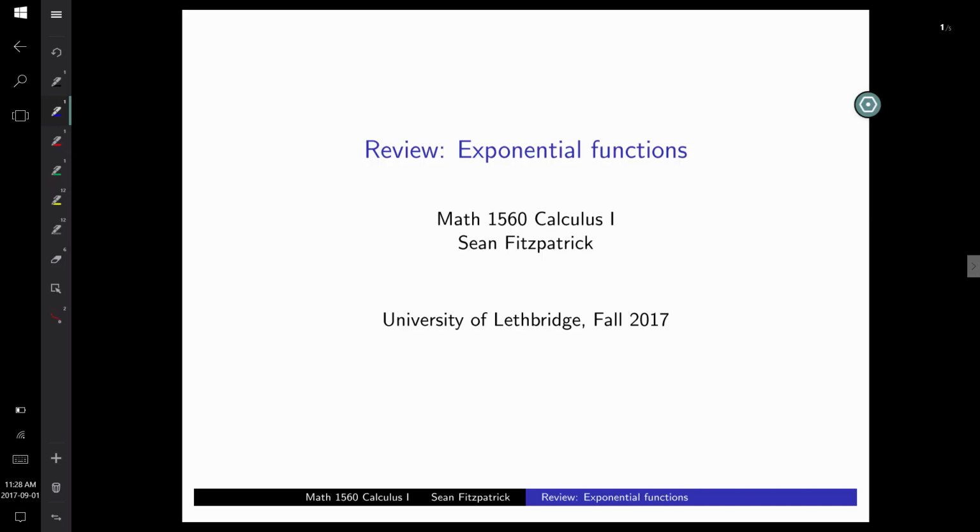Alright, so we're continuing now with our review of the various functions that are going to come up in our calculus course, Math 1560 at the University of Lethbridge. Next up in the list of functions to consider are the exponential functions.